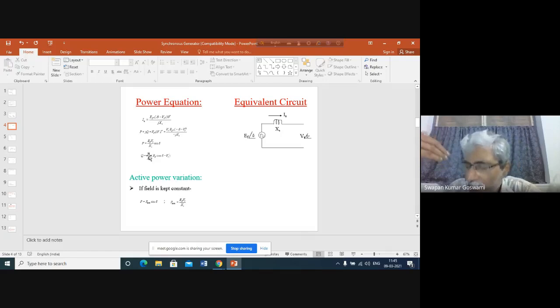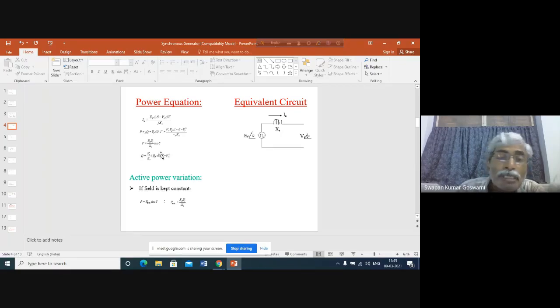We cannot change the infinite bus voltage, which means we cannot change the terminal voltage of our generator. Whatever we may do, we cannot change the terminal voltage, since this terminal is connected with the infinite bus, connected with the power system. This is our assumption. With this assumption, Vt is constant, Xs is also constant. So what is Q? Q is Vt by Xs, EF cosine delta minus Vt.